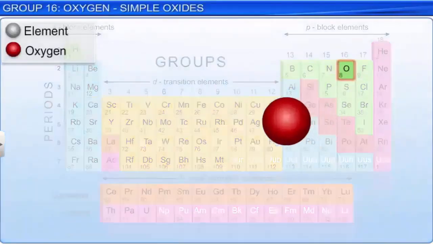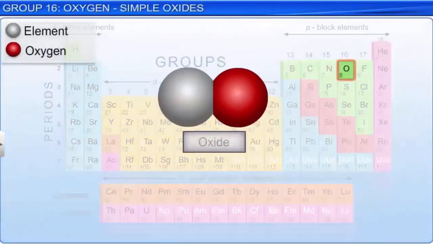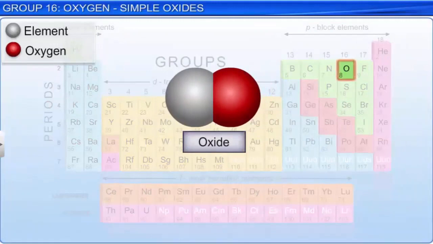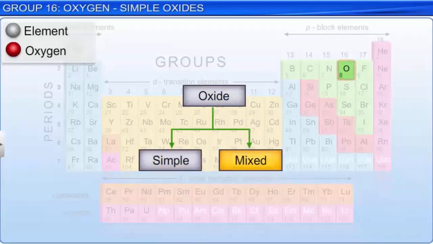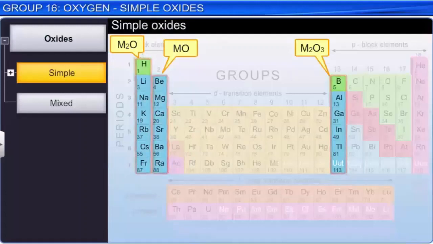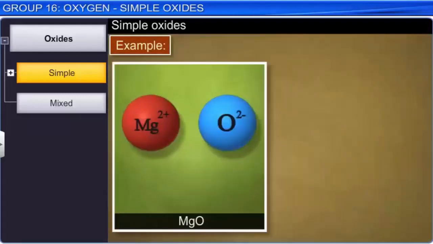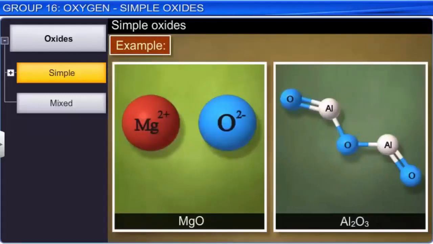A binary compound of oxygen with another element is called an oxide. On the basis of their oxygen content, oxides can be broadly classified into simple oxides and mixed oxides. Simple oxides are oxides that contain just as much oxygen as permitted by the normal valency of its metal. Examples of simple oxides are magnesium oxide and aluminium oxide.